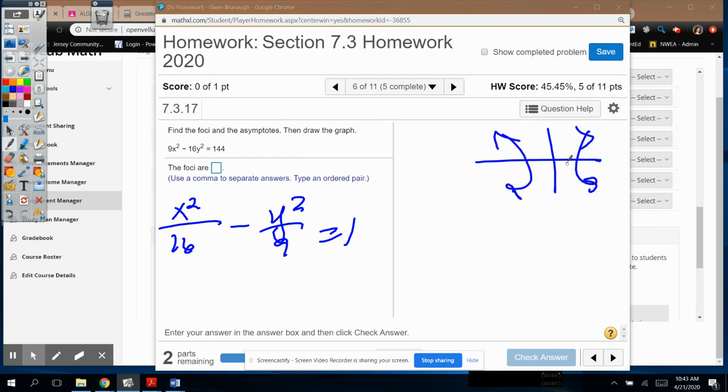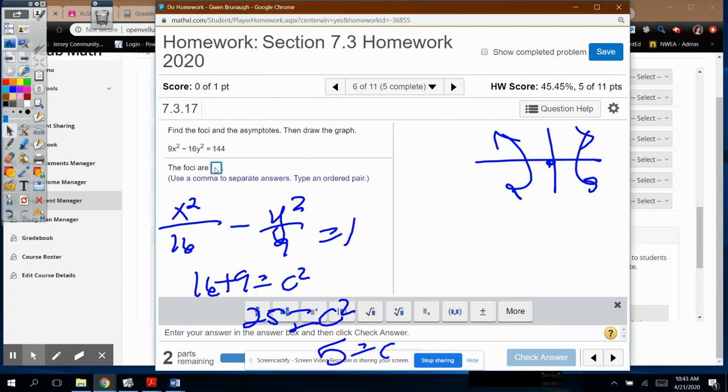I just got to figure out what the C is, so I'm going to count it over. So 16 plus 9 is C squared. 25 equals C squared, so that's good. C is just 5, and we're going to go to the left and right, 5. So that's 5, 0, and negative 5, 0.